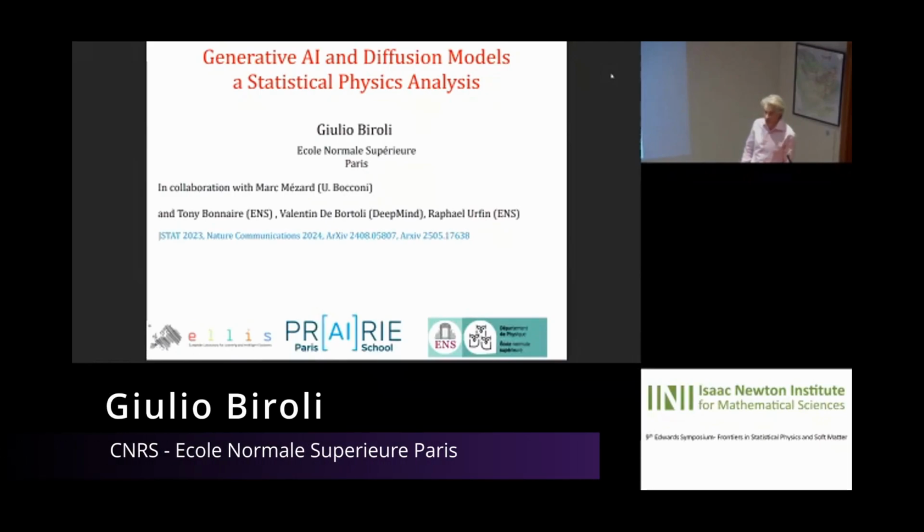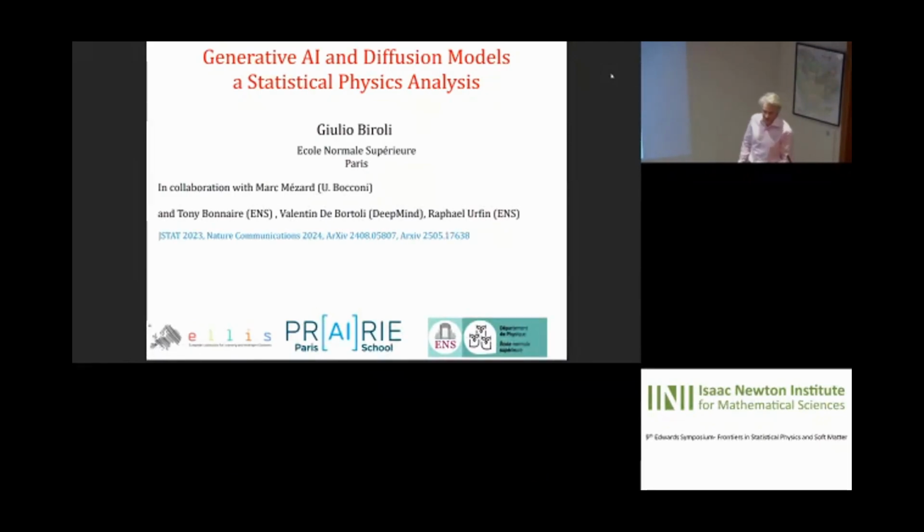So I'm going to tell you about statistical physics approaches to a problem in generative AI, and we introduce diffusion models. As I said, I count on Eric to introduce the diffusion model, and maybe I should also acknowledge my collaborators: Mark Mézard, who is collaborating in all the works that I'm going to tell you about, and then Tony Von Erwal, Valentin de Bortoli, and Raphael Ufan, who collaborated on different parts of the work.